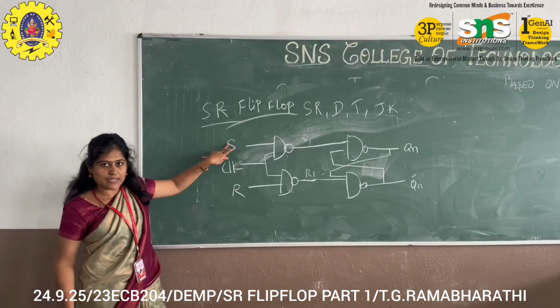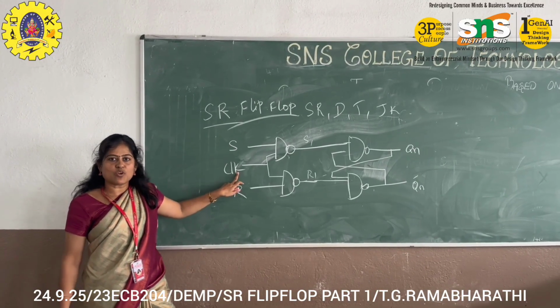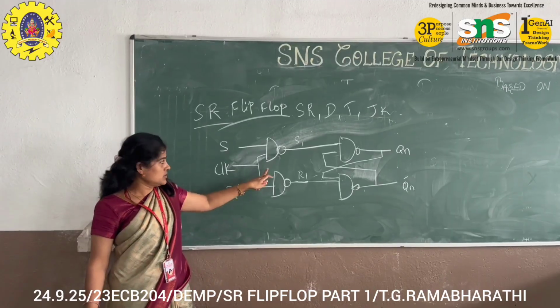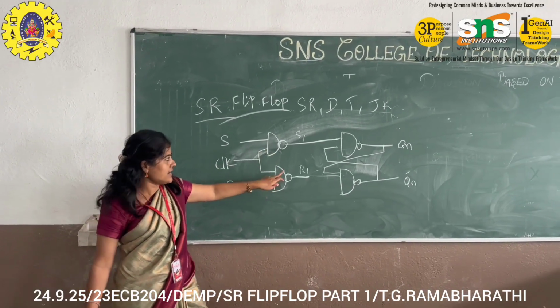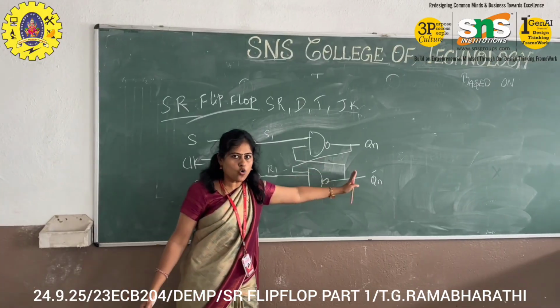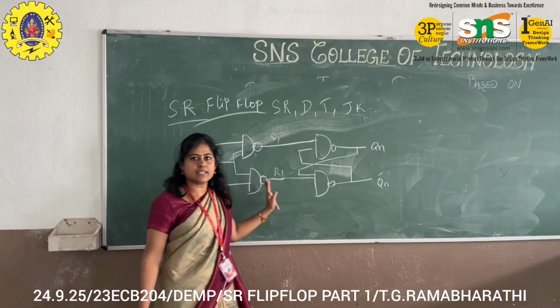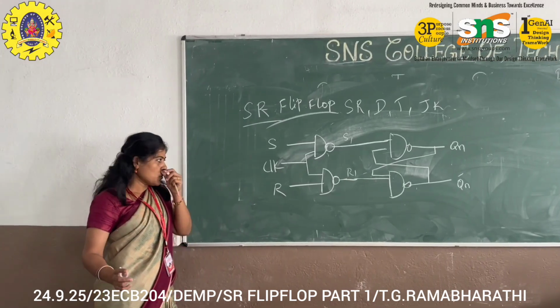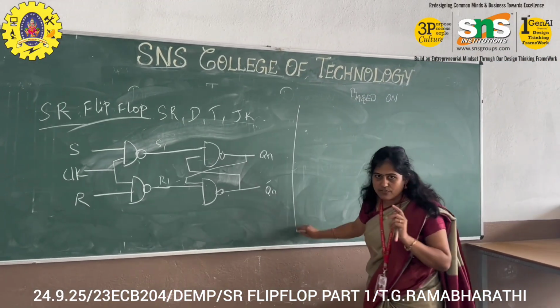See here: S input, R input, and clock. A positive clock pulse is given to both of these gates, so the clock is given to this gate and this gate. In the second stage, the output is fed back to the input of the second stage. So this is the SR flip-flop. We are going to discuss the operation of the SR flip-flop, how it works.